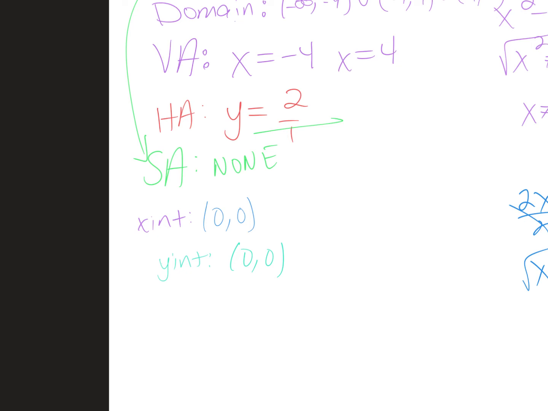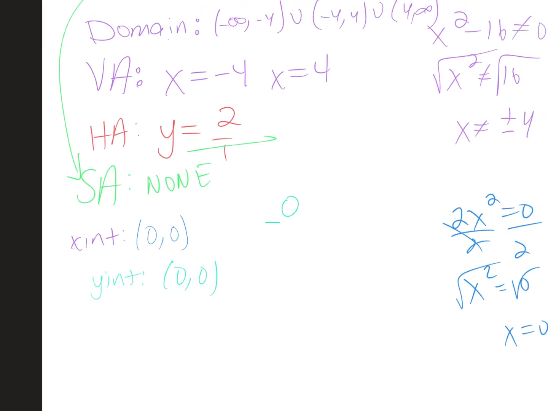How do you find the x-intercept again? Set the numerator equal to 0. Why is that 0, 0? If you had 0 over negative 16, which is what we got, that equals 0. If you had negative 16 over 0, that would be none. One has an intercept, one doesn't.